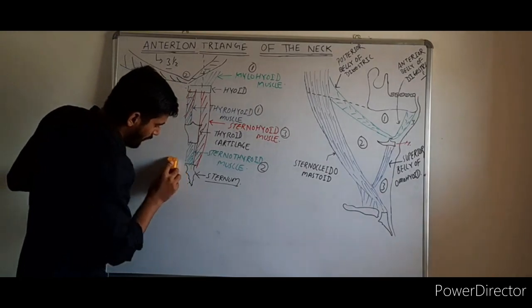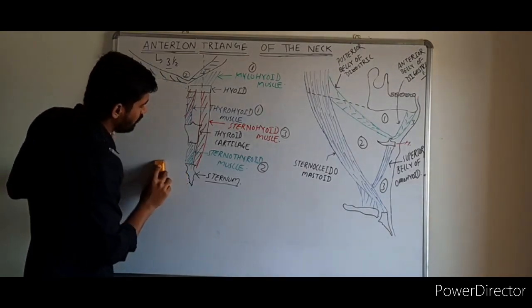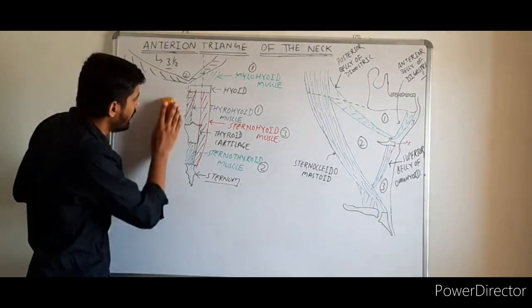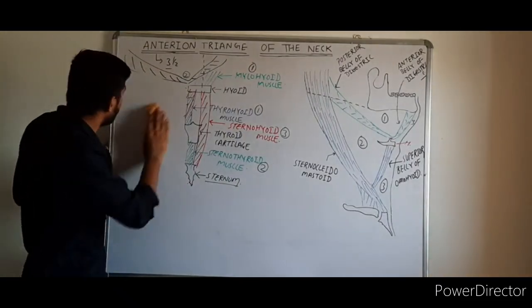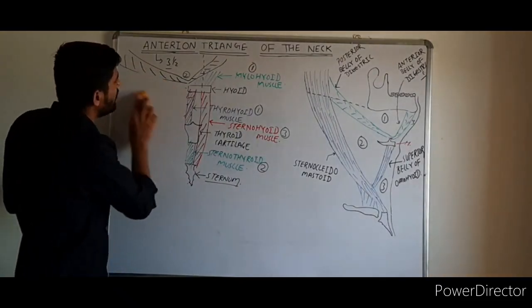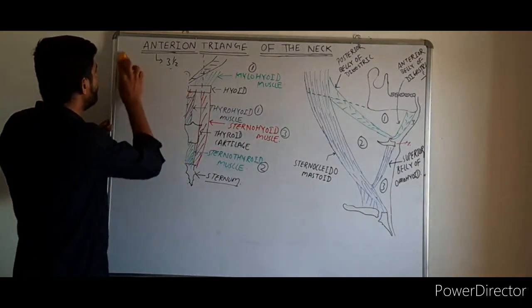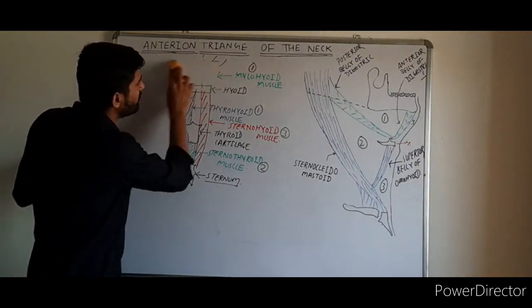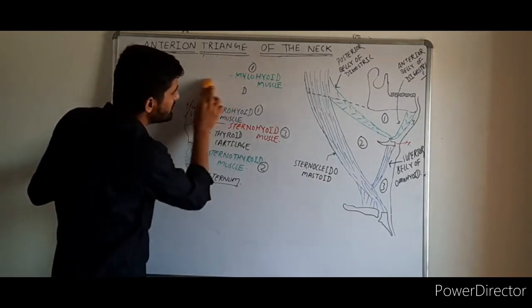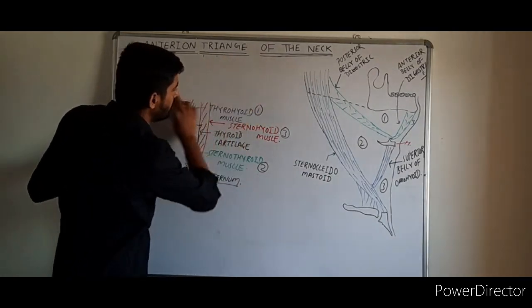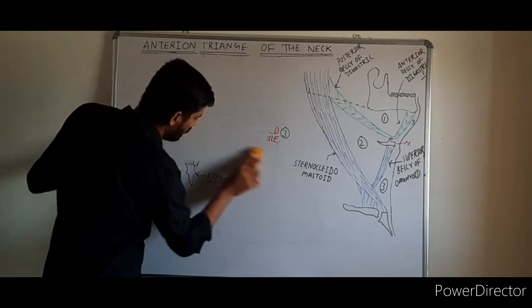Now, I am not going into origin and insertion. What is the nerve supply of these infrahyoid muscles? We have to know one thing. When I explain the carotid triangle, one word will come, that is the ansa cervicalis. So what is that?